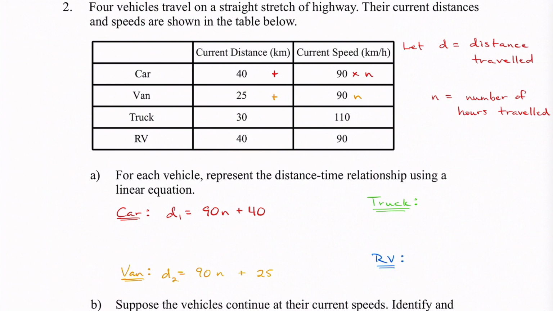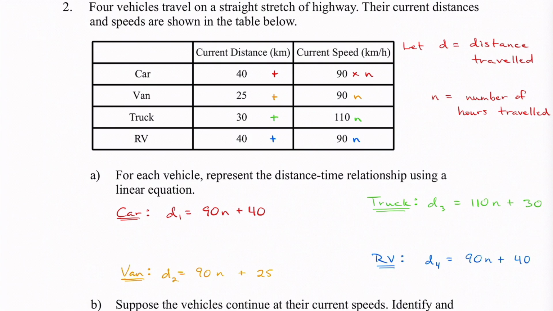So for my truck it's going to be 30 plus and then 110 times n. So that's going to give us this equation right here. I just changed the order. I put the 110 there first, and this one is using a 3. And lastly we have the RV, so it's going to be 40 plus 90 times n. So we're going to get this equation right there. I just changed the order again.